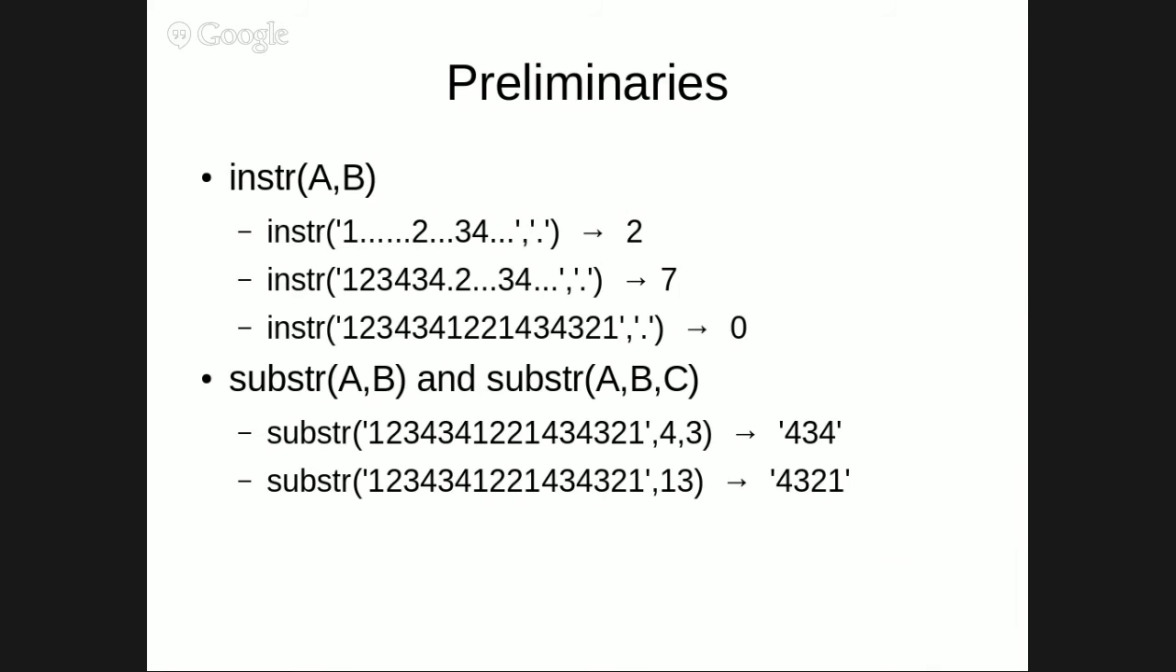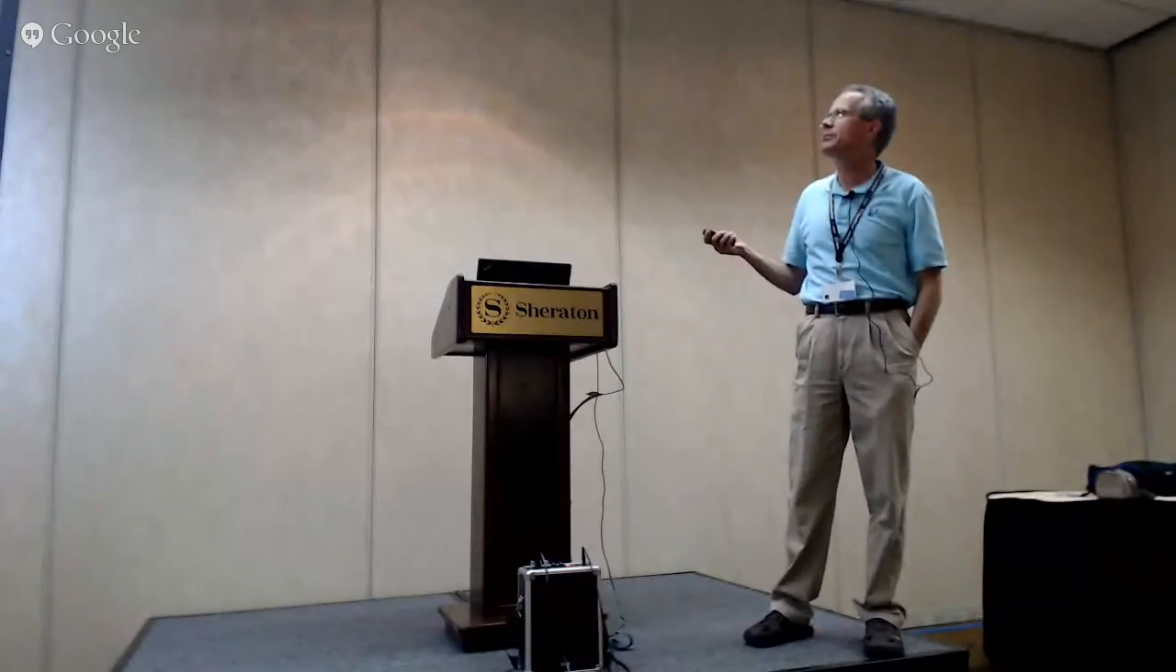So here's the string right there. Starting with the 4th character, we want 3 characters. So 1, 2, 3, 4, and then we return 3 characters, and sure enough, that's what we get. And likewise here, we're going to start at the 13th character, and then just return everything else. And that's the 13th character, and it returns everything else. So those are 2 functions, and all the database engines have these, just sometimes named differently.